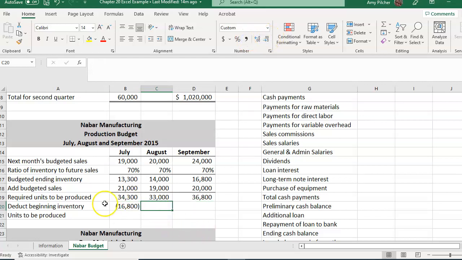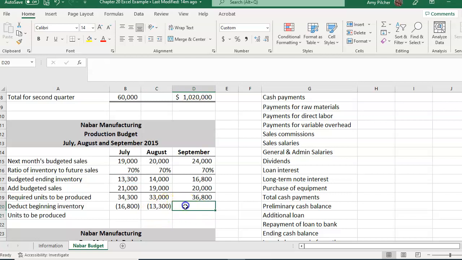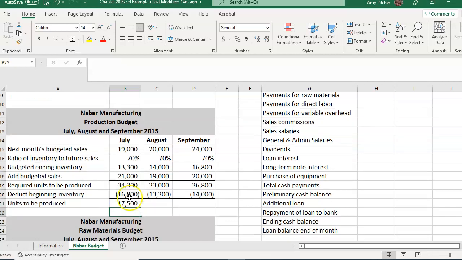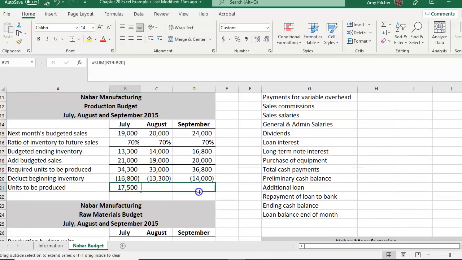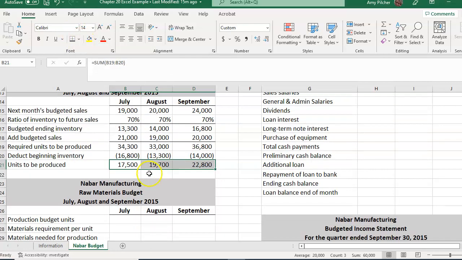Okay. So then for August, that is our ending inventory, and I'm going to put a negative right there. So that comes in as a negative number. And then negative here. Then I add these two together, so the units to be produced and the negative beginning inventory, and that gives me the number of units that I need to produce in each month.